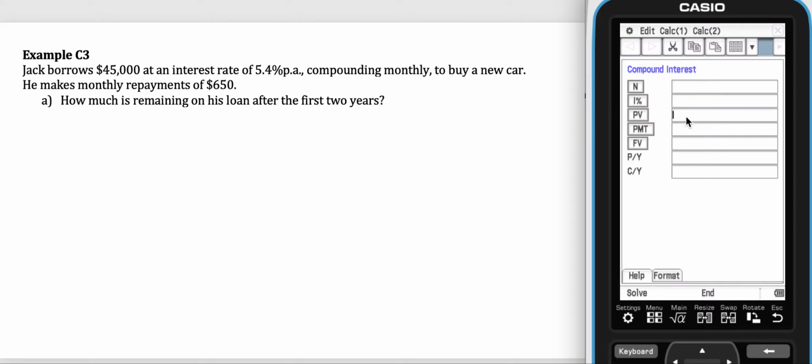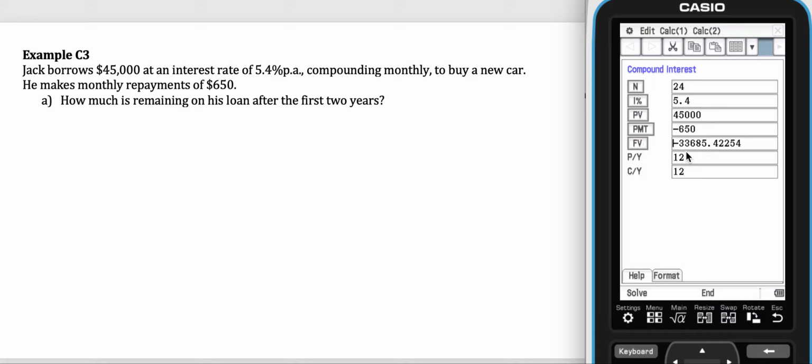His PV, the initial amount borrowed, is $45,000, a positive number because that's coming from the bank to Jack. The interest rate is 5.4%. Compounding monthly, he's making monthly payments, so that's a 12 as well. Of $650. Remember, that money's going to the bank, those monthly payments, so it's negative $650 as a payment. And the question says, how much is remaining after 2 years? Well, 2 years of monthly payments would be 24 payments, because 2 times 12 is 24. And the future value is the thing that we're trying to calculate.